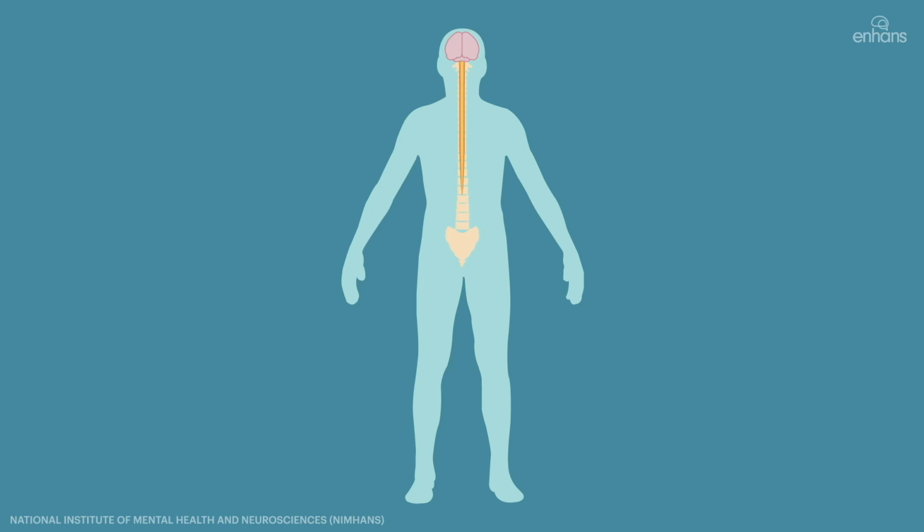The primary function of the spine is to send signals from the brain to various parts of the body and send them back from these parts of the body to the brain.